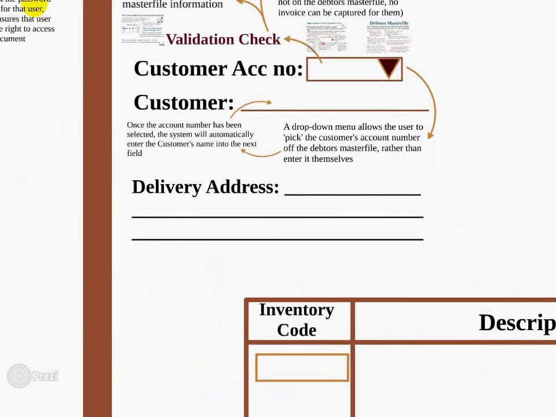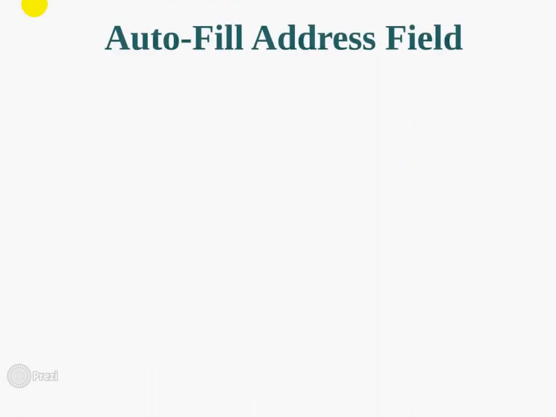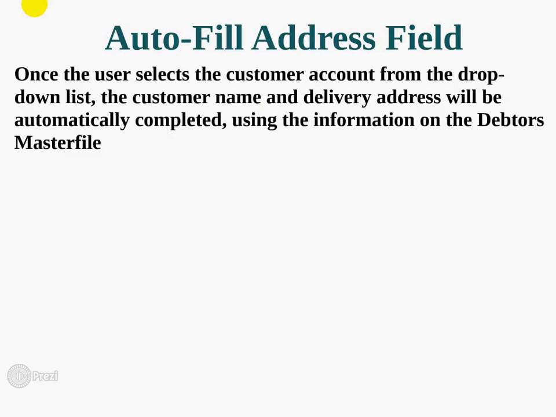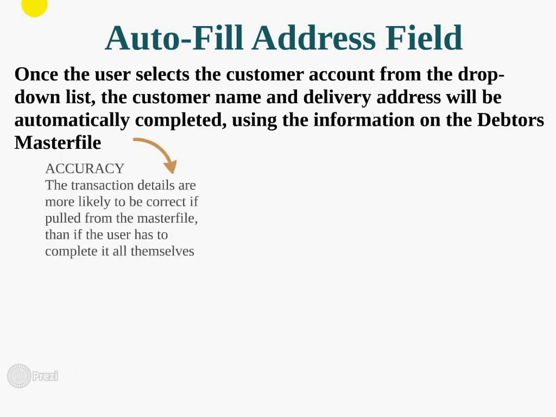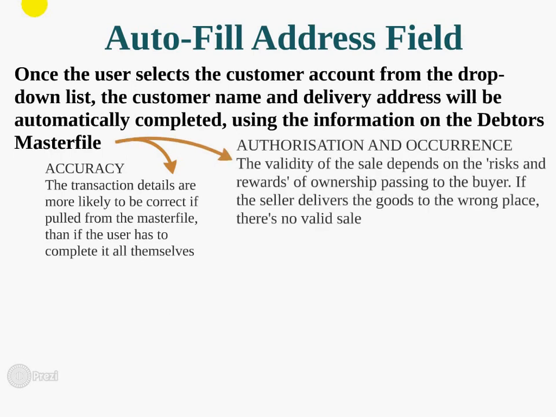Taking a look at your delivery address, this will be system generated. Once the customer account number has been filled in, this will be pulled up. It's an autofill field, or whether you want to call it system generated or autofill, doesn't matter. Once the user selects the customer account from the drop-down list, the customer name and delivery address will be automatically completed using the information on the debtor's master file. This is going to help us achieve accuracy because the transaction details are more likely to be correct if it's pulled from the master file rather than having the user complete it by themselves.